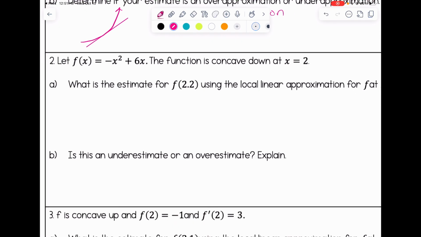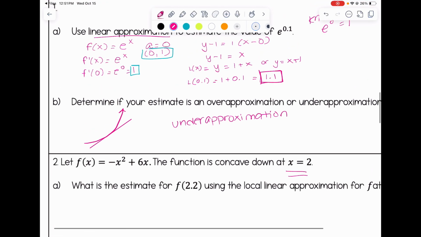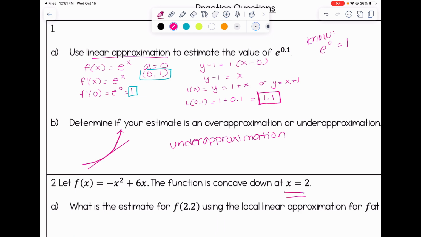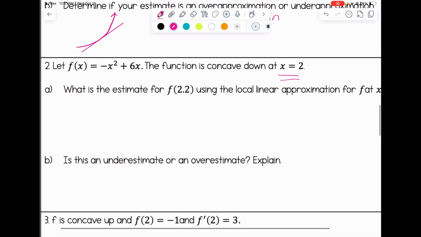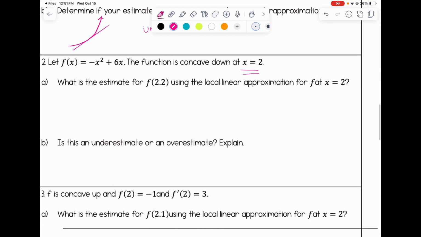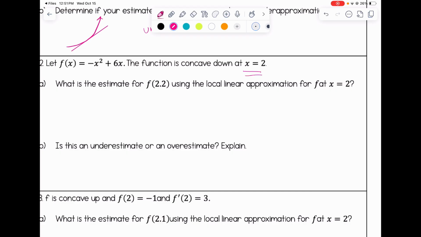Number 2 says let f of x equals negative x squared plus 6x. It's telling us that it's concave down at 2, and therefore we're trying to use 2 in this problem. Before, on number 1a, I was guessing that a was 0 because I know what e to the 0 is. Here they're telling us what value to use. So let's find all of our missing pieces. If the x coordinate is 2, when I plug 2 into f of x, I get my output as 8. So that's my point.